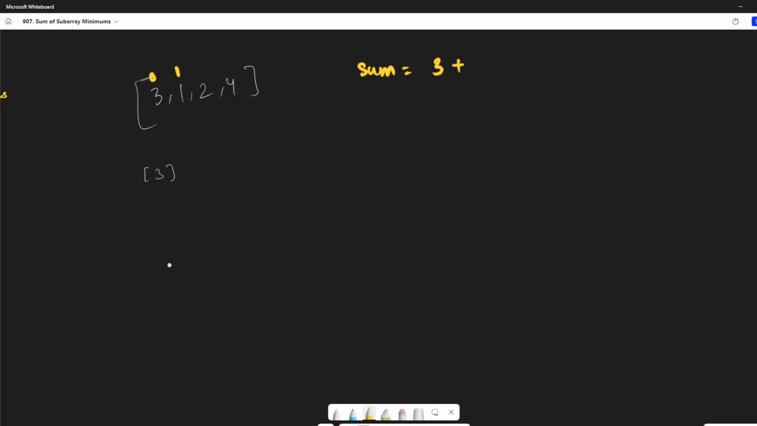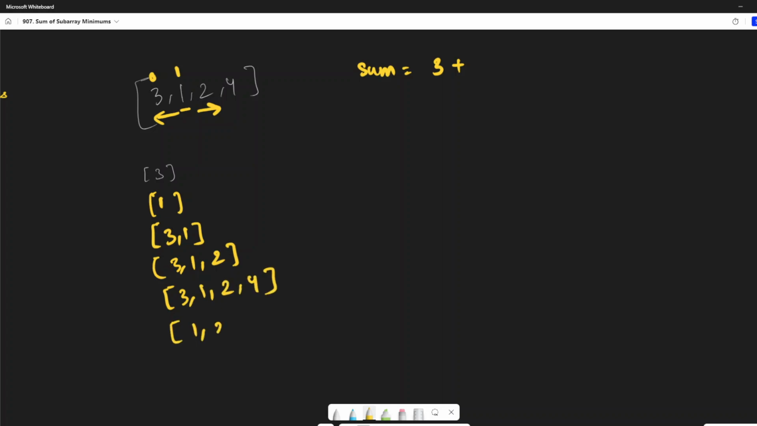When we go to the first index, which is 1, we will be checking towards its left and towards its right, and how many subarrays are possible. So 3 comma 1, then 3 comma 1 comma 2, then 3 comma 1 comma 2 comma 4, then 1 comma 2 comma 4, and then 1 comma 2. So all these subarrays are possible, right? And we can clearly see that out of all these, the minimum number is 1 only. Here we can see 1, 2, 3, 4, 5, 6. So 1 is occurring 6 times, and that we need to add to our sum.